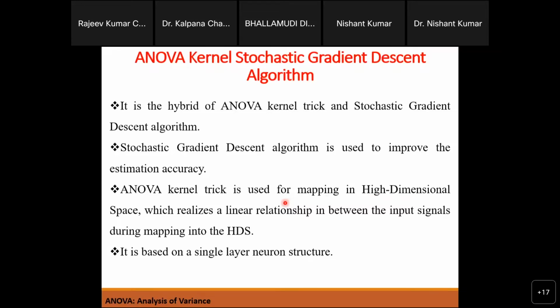So for that purpose, the ANOVA kernel has been used here, right? This ANOVA kernel is for high dimensional mapping. Dimensional mapping means we will generate the linear relationship between all those errors, predict the errors accordingly, and then use that at the next level.